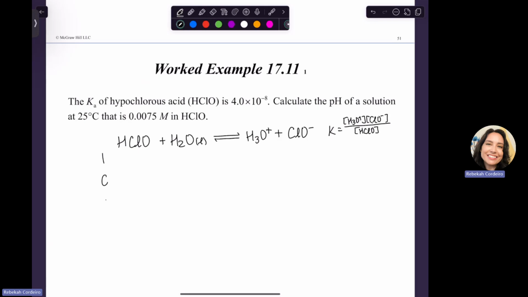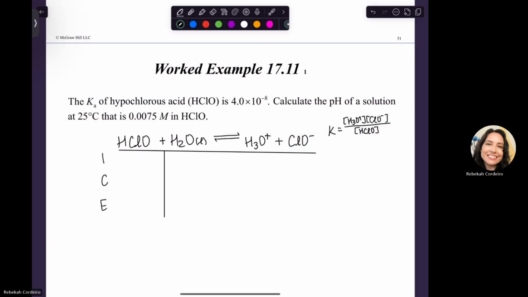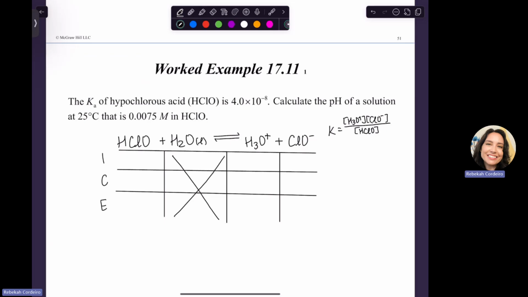All right, and then I can do my ice table. It's asking me for pH, which pH means at equilibrium, always. We don't really care about what's going on at the beginning. What I care about is what does it make at the end. Sorry, my writing is all off. I'm writing it kind of sideways, holding the iPad sideways. So we're not going to include water because it's a liquid. So we have our I, our C, and our E.